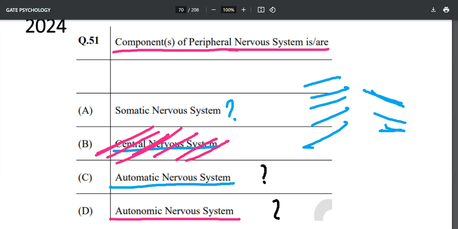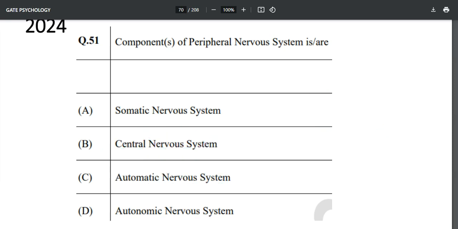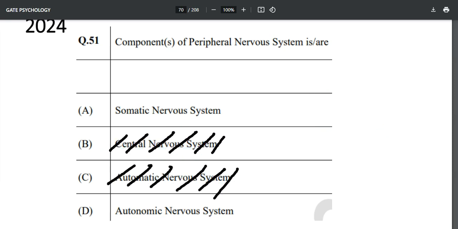But just try to think, any day, anywhere, anytime you study, did you study anything about the automatic nervous system? It is just a simple joke they have asked in this question. There is nothing called the automatic nervous system. So you will simply eliminate it, okay, CNS is not the thing and this is also not the thing, and you will get the answer.